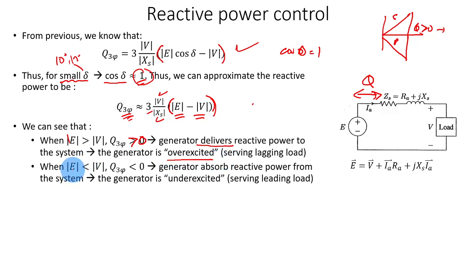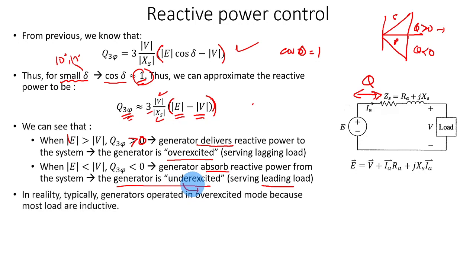All right, so vice versa. On the other hand, if the voltage E is less than V, this expression will become less than 0, and of course Q three-phase will be less than 0. That means the generator absorbs reactive power. So it's in this region, Q less than 0. The generator absorbs reactive power from the system, meaning it is experiencing a leading kind of load, and the excitation system is what they call under-excited.